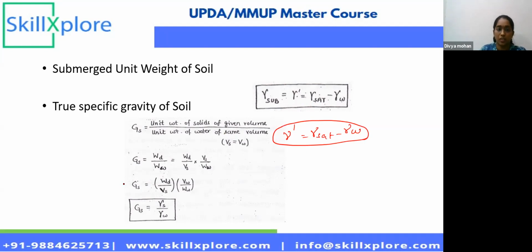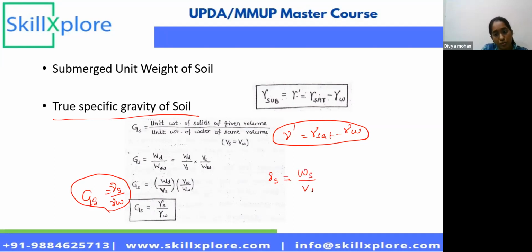Okay. Then we'll deal with true specific gravity of soil. True specific gravity of the soil is nothing but the unit weight of solids of a given volume to the unit weight of water of the same volume. So this true specific gravity is gamma S by gamma W. So this value is also a constant parameter. However, gamma S is nothing but weight of solids by volume of solids. So it's a true thing.